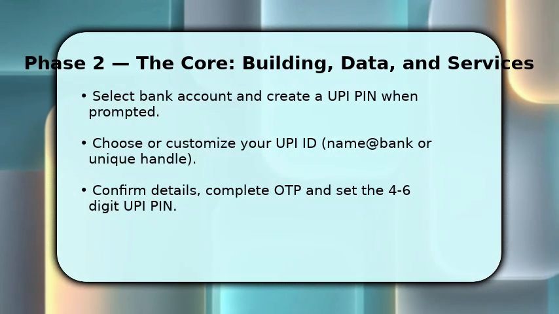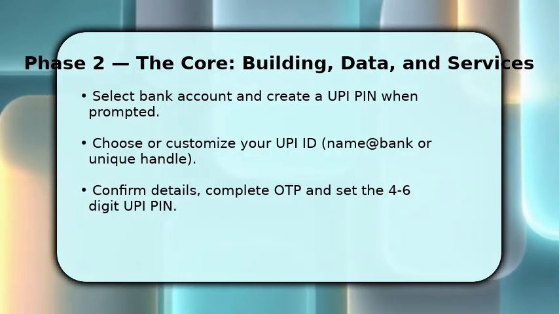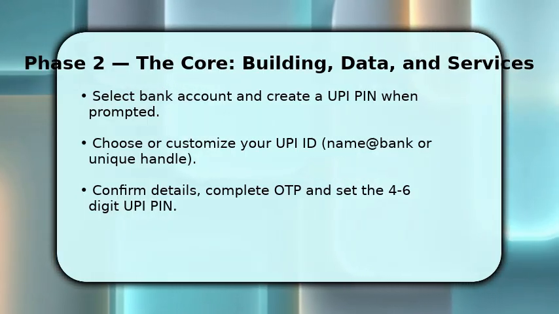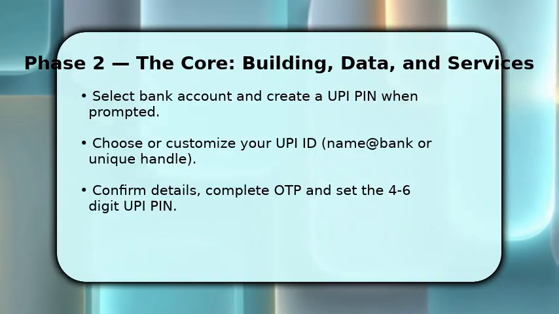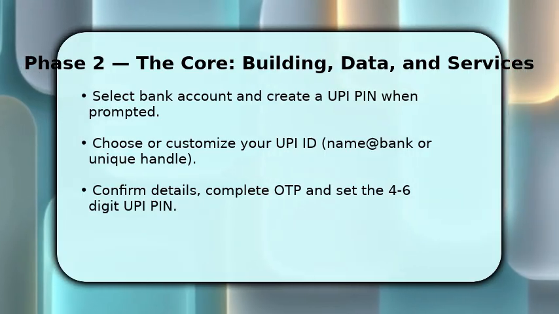Once your bank is linked, tap Set UPI PIN and enter the last 6 digits of your debit card when requested. This verifies you with the bank. Next, choose a UPI ID. Pick a clear handle like name at Bank or a custom alias. This is what others will use to pay you.